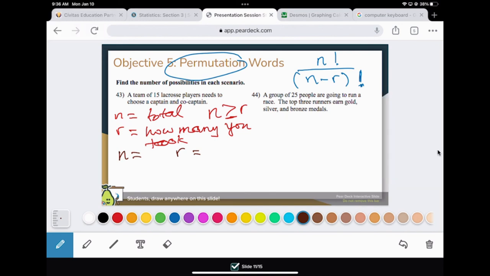All right, thank you. So we know N is 15 because there's 15 players, and they only want a captain and co-captain, so that's 2. Good. So N factorial over N minus R, so 15 minus 2. So 15 factorial over 13 factorial. And now I'm just going to type this into decimal.